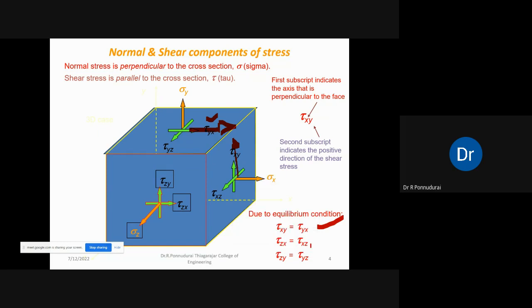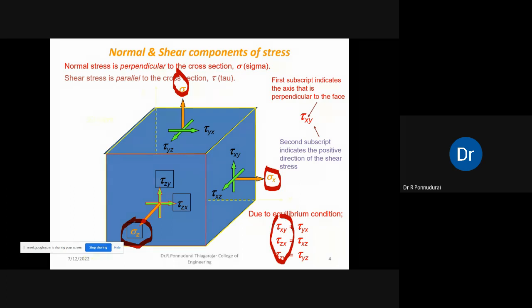So that means I have only six components: 1, 2, 3, and this 3 plus 3. So six independent components of the stress at a given point. That is sigma x, sigma y, sigma z, tau xy, tau yz, and tau xz. Okay? Do you understand now? This is the set of stresses at any given point in case of 3D.